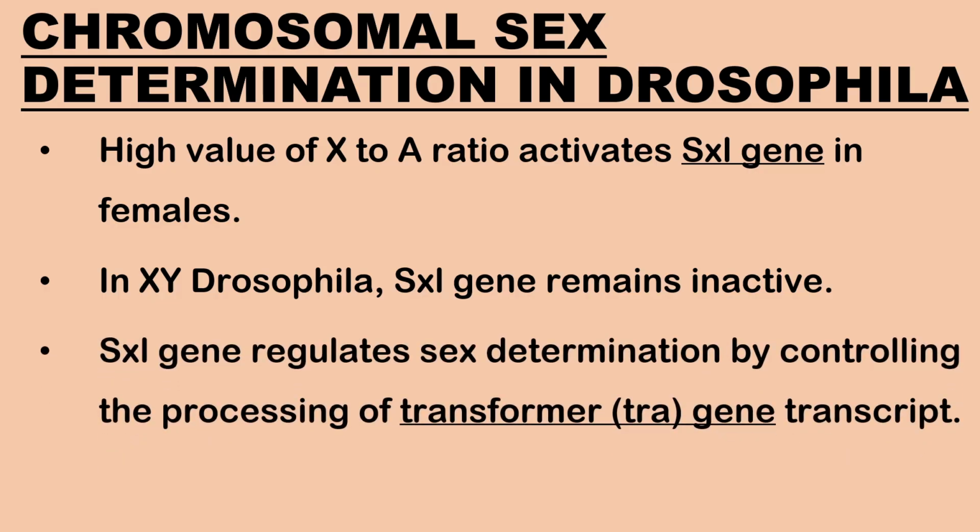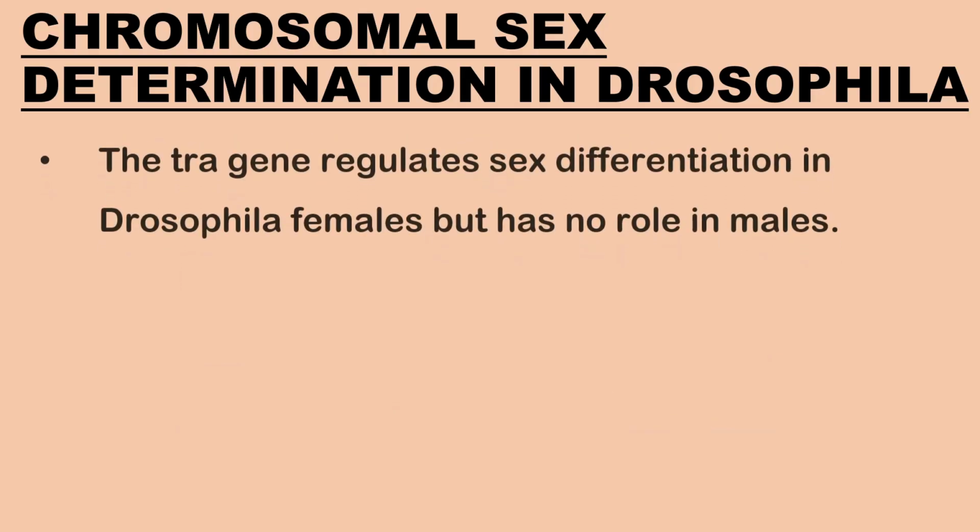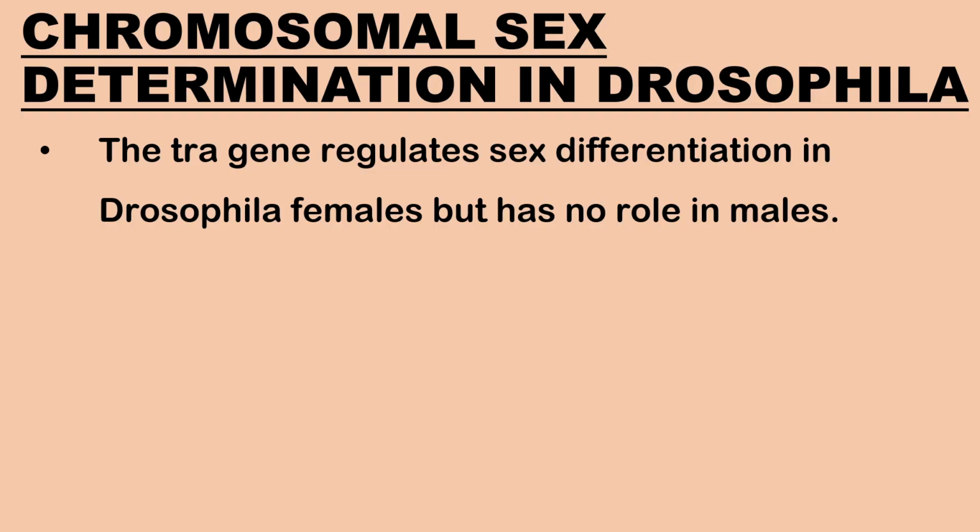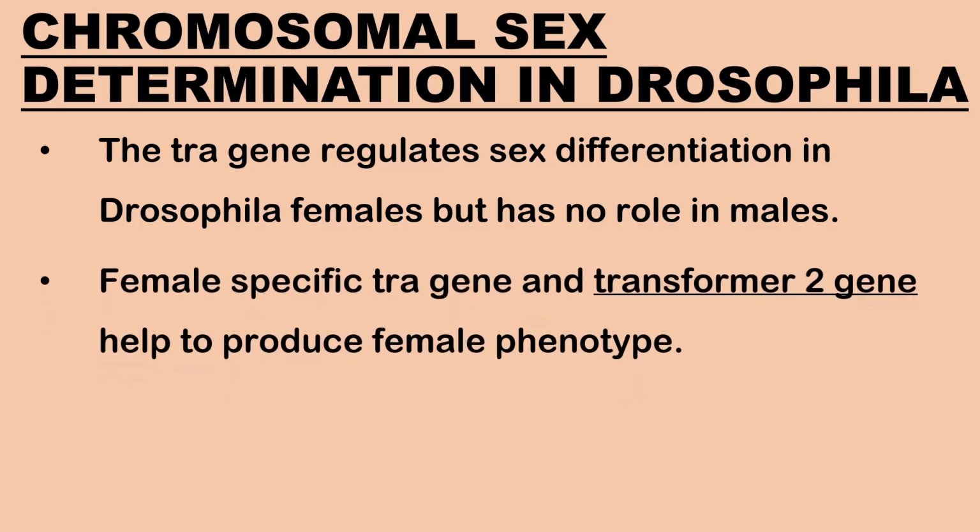The SXL gene regulates sex determination by controlling the processing of the transformer TRA gene transcript. The transformer TRA gene regulates sexual differentiation in Drosophila females but has no role in males. The female specific TRA gene with the transformer 2 gene helps to produce the female phenotype.